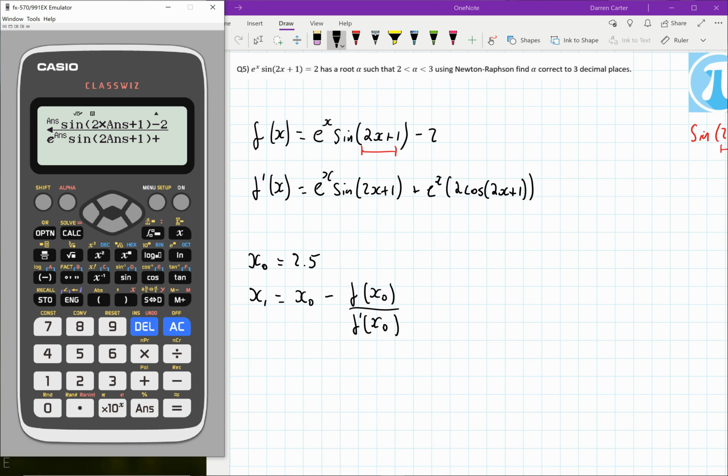plus e to my previous answer multiplied by 2. I'm going to put that 2 here, cos of 2 of my previous answer plus 1.